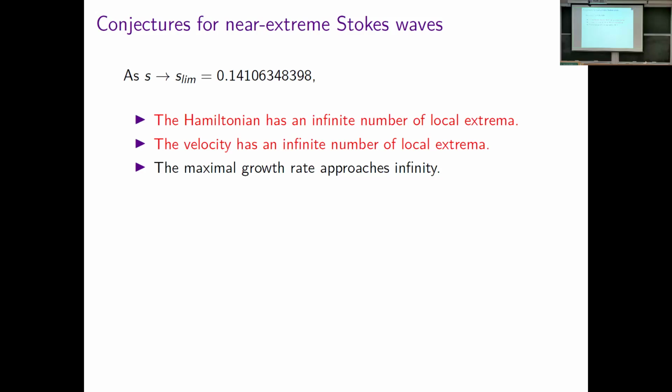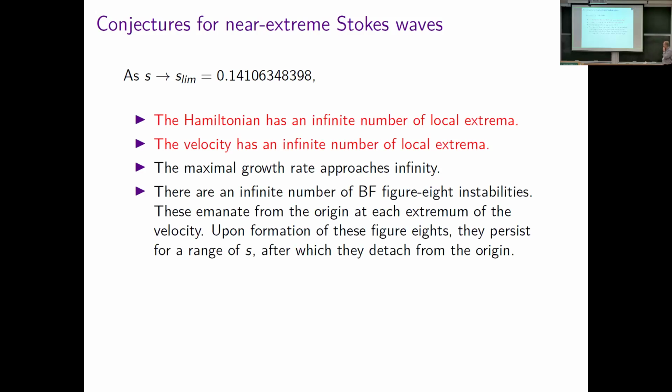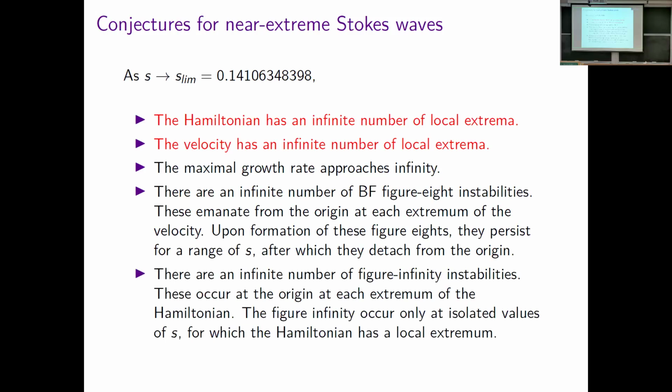Okay, but that's about maximal growth rate. We believe that there's an infinite number of Benjamin-Feir figure 8 instabilities. These come out of the origin, and upon their formation, they exist for a range of steepnesses. And then they detach. We also think there's an infinite number of these figure infinity instabilities. They correspond to the steepnesses for which the Hamiltonian has an extreme low value. Okay, and those are isolated values, so not a range of values.